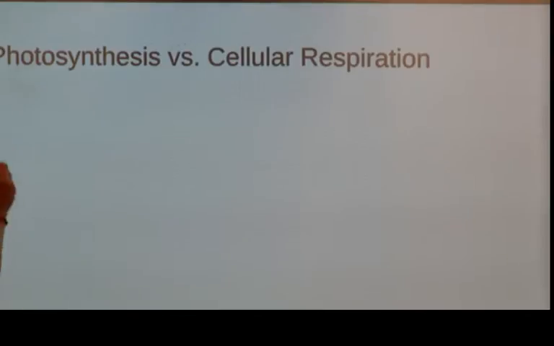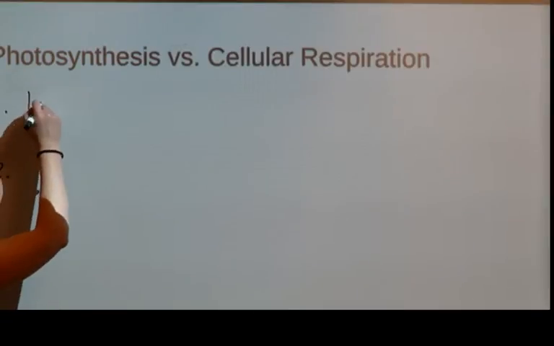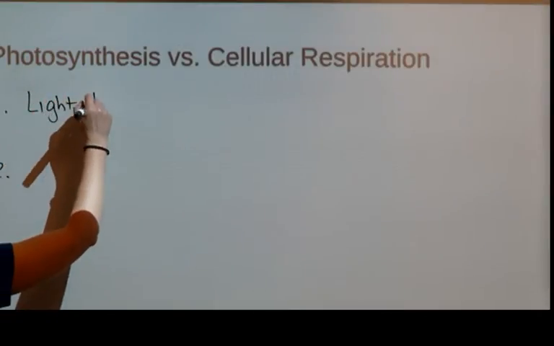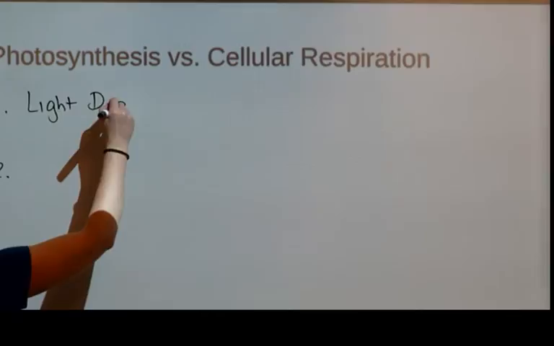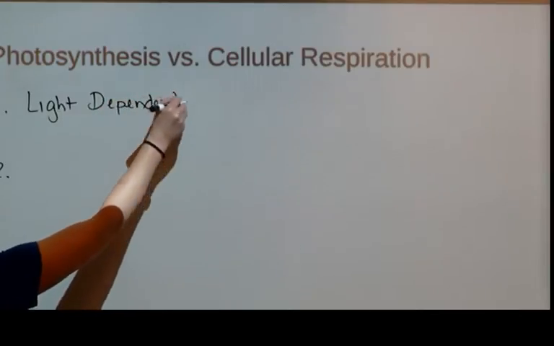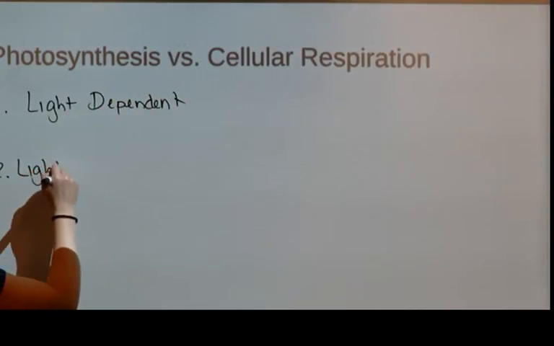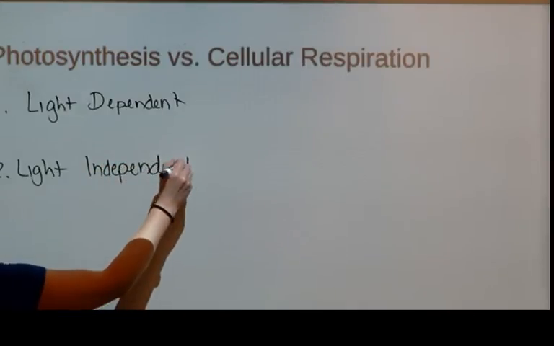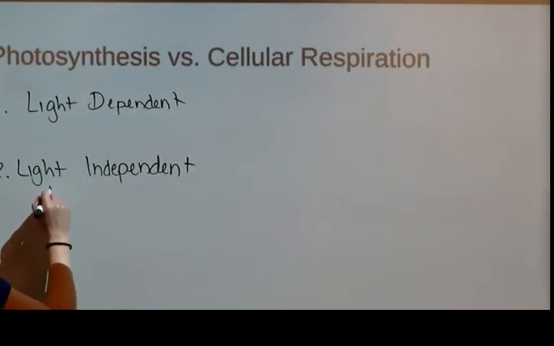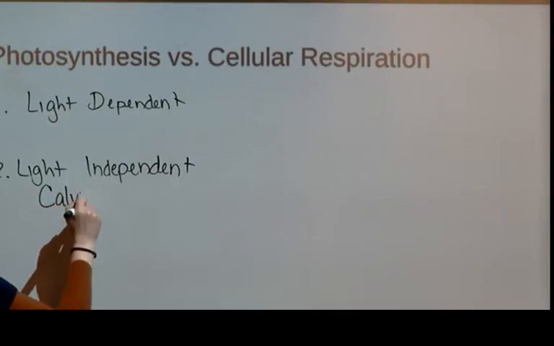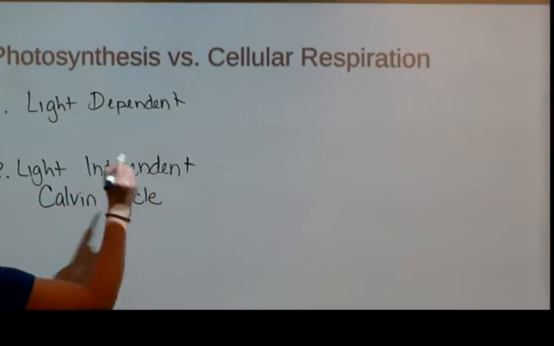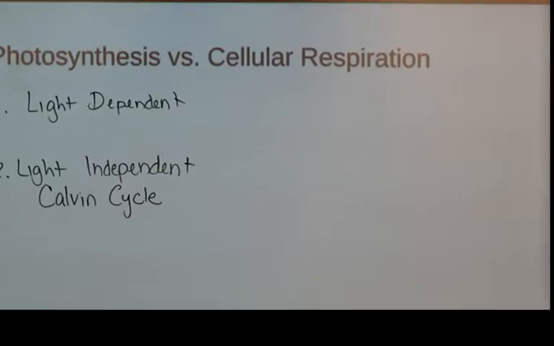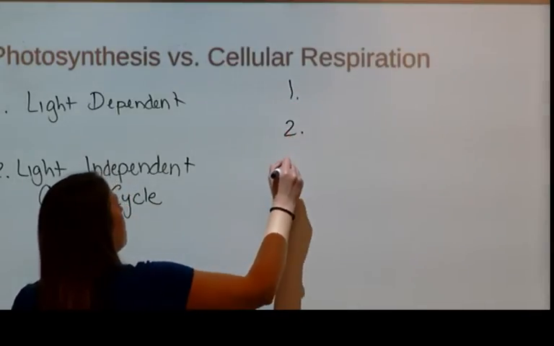So photosynthesis, we said, has 2 steps. Photosynthesis has independent reactions: light dependent and light independent, or this is also known as the Calvin cycle. Okay, cellular respiration has 3 parts.